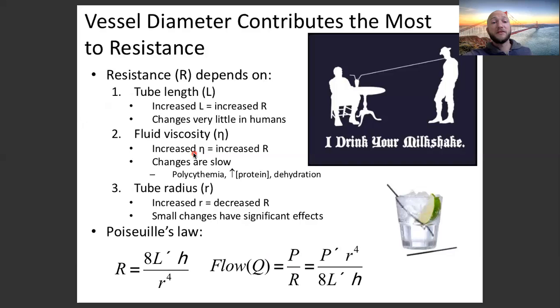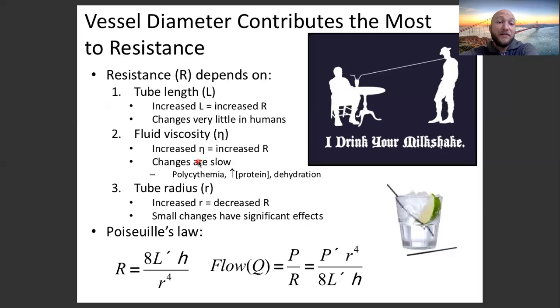Viscosity, so the thickness of our blood. You increase eta, you increase resistance. Is viscosity a good way for us to regulate our blood flow? Like if we want to increase or decrease blood flow, should we decrease the viscosity of my blood real quick so I can increase flow, or increase viscosity so I can decrease flow? No, that's a terrible way to affect blood flow.